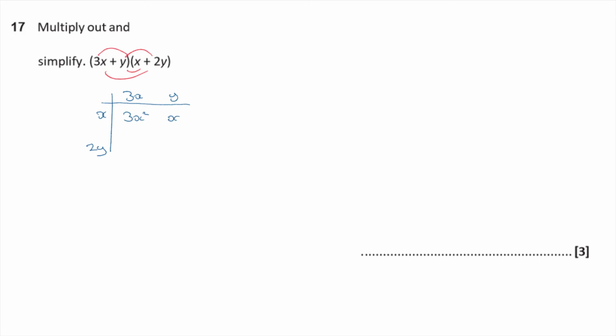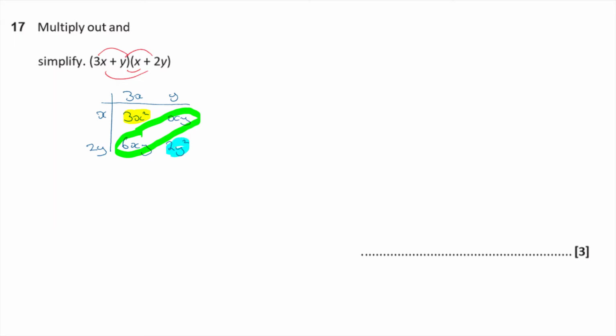X times y is xy. 2y times 3x, that's going to be 6xy. And 2y times y, that is 2y squared. So you see I've got 4 terms here, but 2 of them are alike. I've got a term in x squared. I've got 2 terms in xy here. And then I've got a term in y squared.